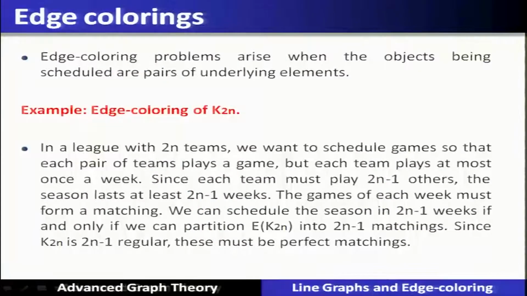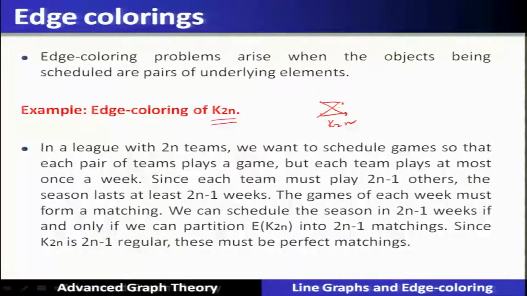Now, the edge coloring problem arises when the objects being scheduled are pairs of the underlying elements. So, take an example of edge colorings of K_2n, let us say when n is 2. If we want pairs of objects to be considered for scheduling a game, then it requires an edge coloring, not a vertex coloring.